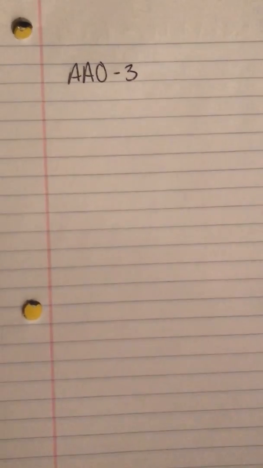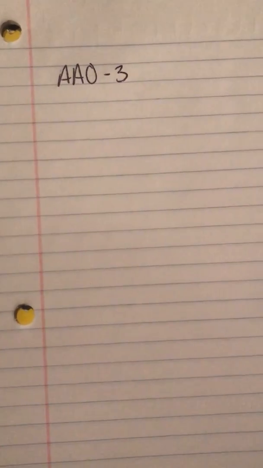Okay, we are going to see if the problem AAO-3, or figure 3, is valid from the Boolean or the Aristotelian perspective. Valid or invalid. So first we're going to set it up.